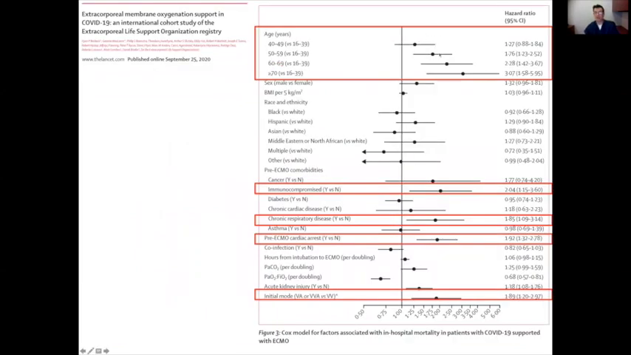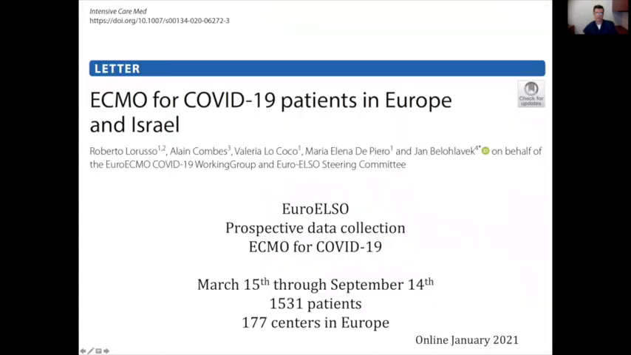Age was very strongly associated with mortality according to decade of life: 40s, 50s, 60s, and at least 70. Also immunocompromised status and chronic respiratory disease. If you had an arrest prior to ECMO, your mortality was higher. And if you were started on either veno-arterial or veno-venous arterial compared to veno-venous, you had a higher mortality.